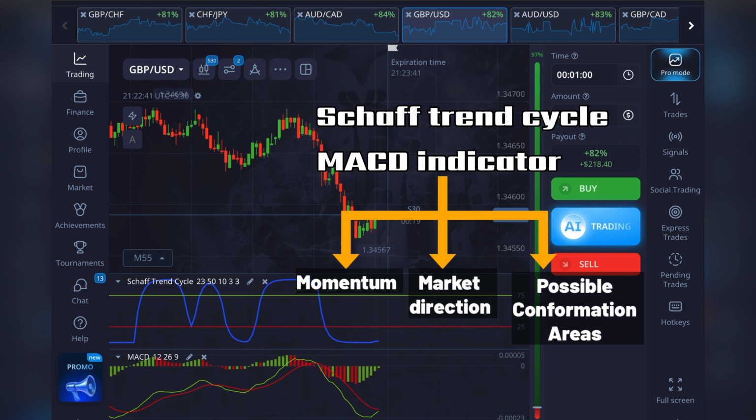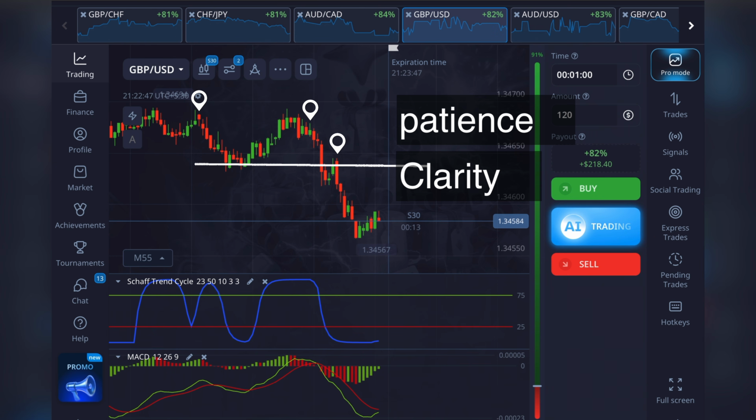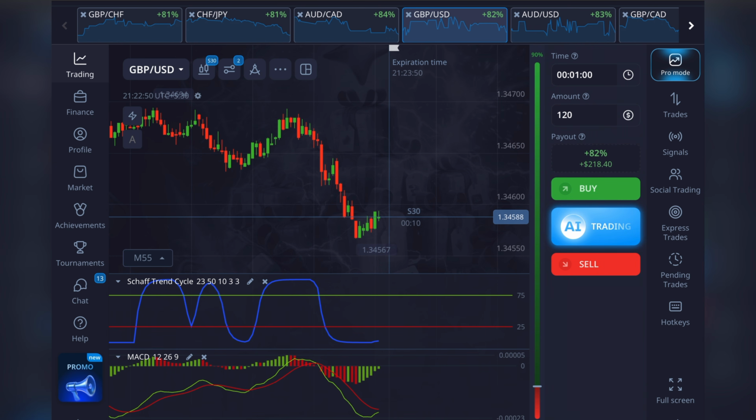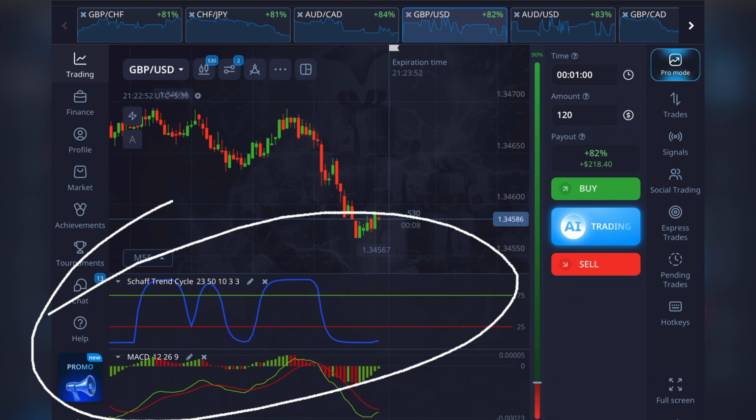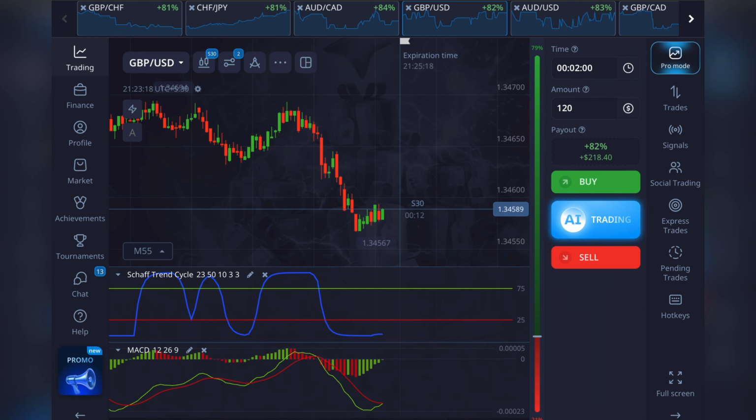confirmation areas. The goal is not to predict every move, but to observe the chart with greater patience, clarity, and discipline. So first, let's understand how this strategy works under live market conditions, and at the end, I'll show you the complete indicator settings.